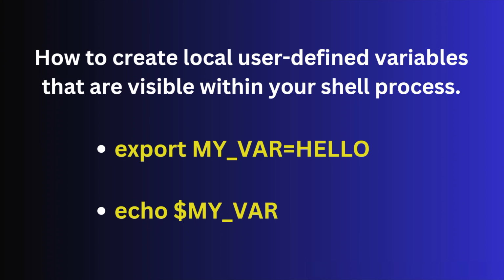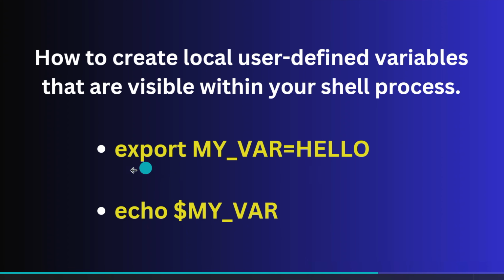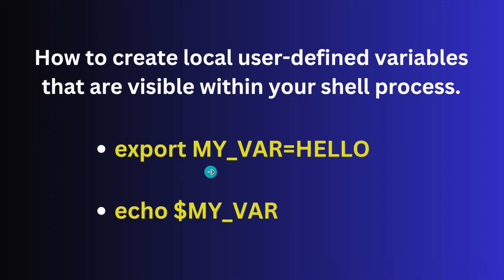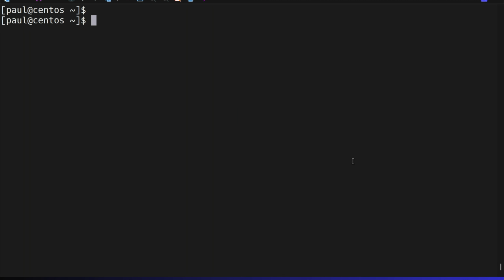So how can we create those? Simply use the export command and then the name of your variable, equal to, and the value. Let's try this. Export, let's say the name of my variable is my_var equal to your value. If your value is a single word, you can directly provide it like this. If it is multi-word, you can use quotation marks as well. So I will use quotation marks in this case: my_var equal to "hello", and that's it.